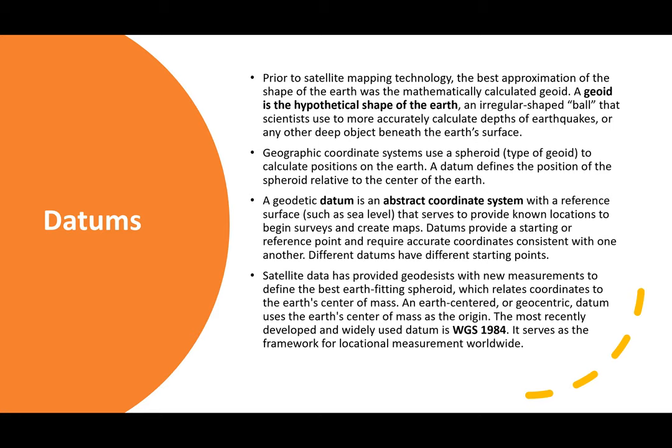The most recently developed and widely used datum is WGS 1984. That stands for World Geodetic System, and it was created in 1984. And it serves as a framework for locational measurements worldwide. So we're talking about a global datum. So it's not specific to Cleveland, but if you were doing things locally, you may have something that better fits. But World Geodetic System of 1984 is something that you will encounter a lot, and it's a global framework. It's something you can use no matter where you're doing analysis across the globe.